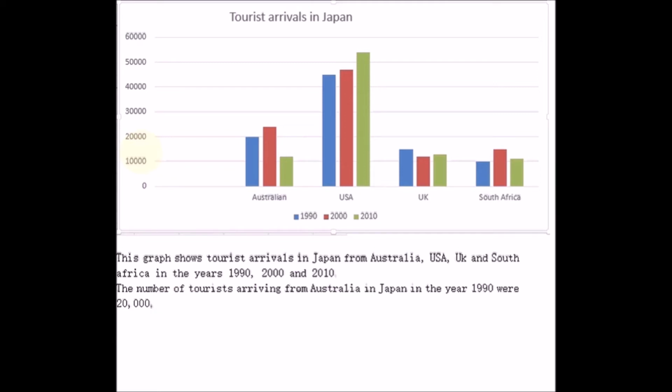So we're going to use a different set of words to describe the same thing. You would say Australian tourists going to Japan in the year 2000, and then you use the verb increased, then say to a little over 20,000, or you can say over 20,000.